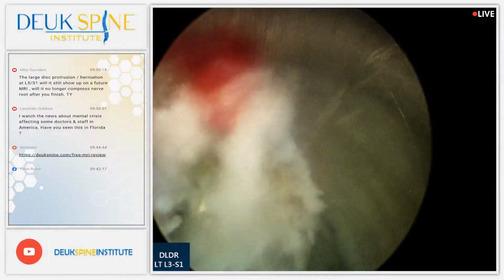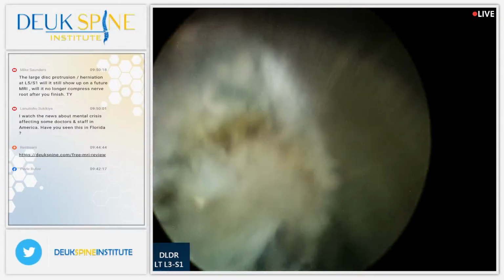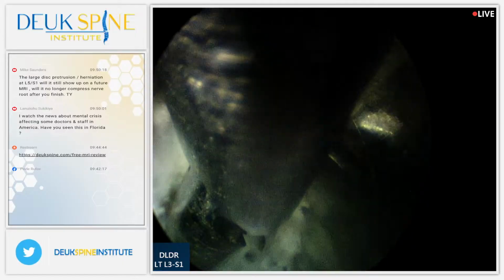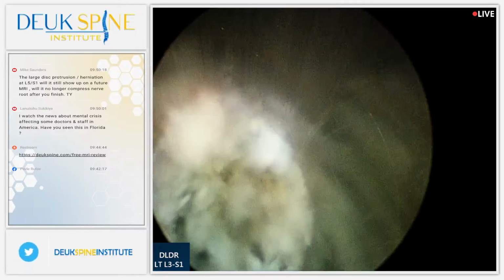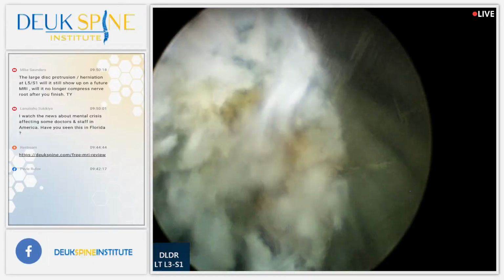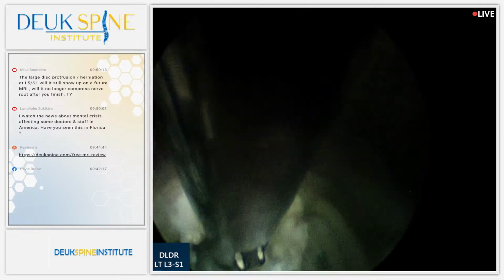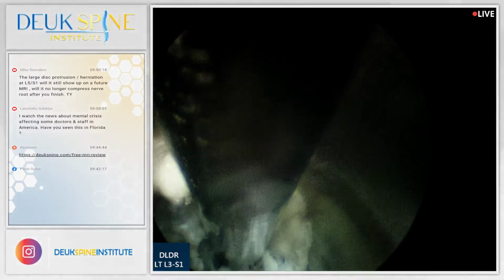Grab her. 5 minutes on this one, and then we'll go to the facets. How many of these grabbers do we have? Probably 10 or more. Oh, okay. Yeah, we're good.